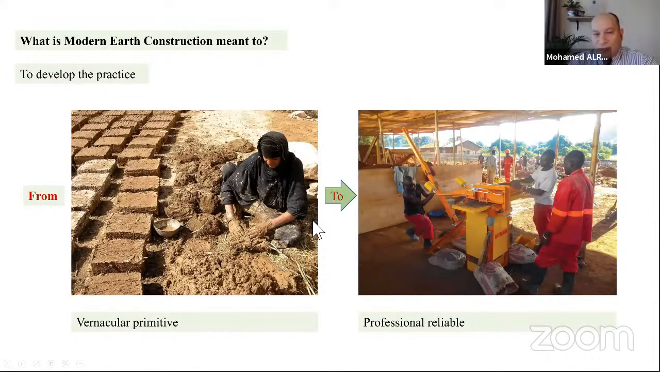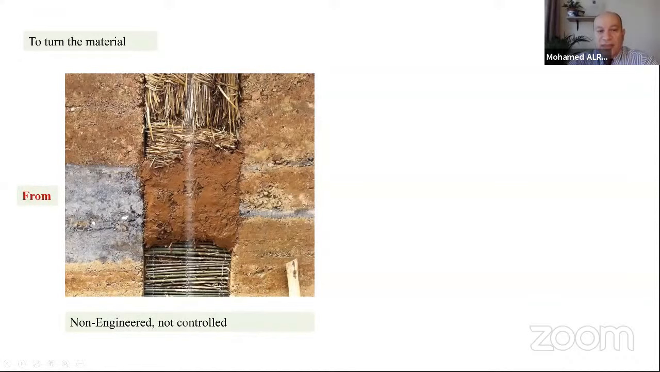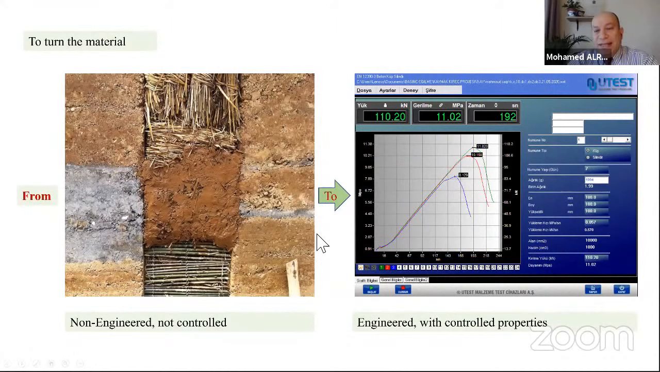We need to develop the material from non-engineered, not controlled. Most of you yesterday presented the damages affecting these materials from weathering, from water, underwater, and so on. So it has to be engineered, with controlled properties.